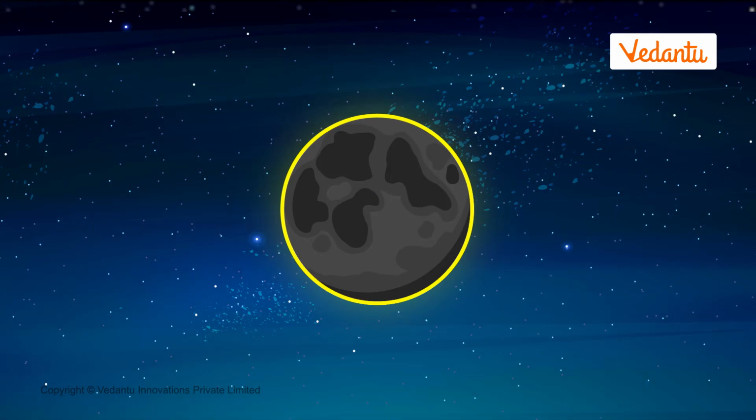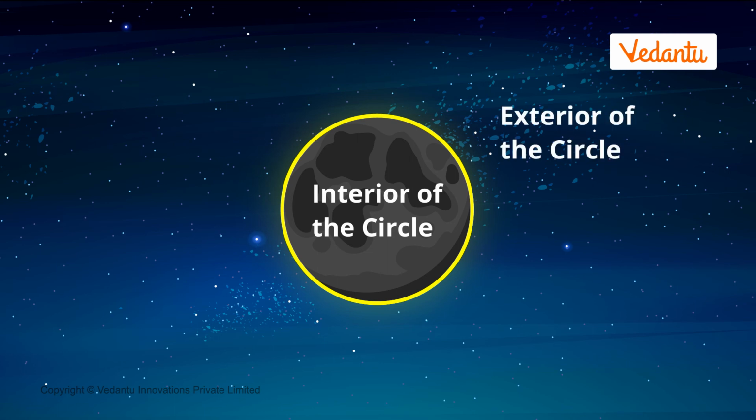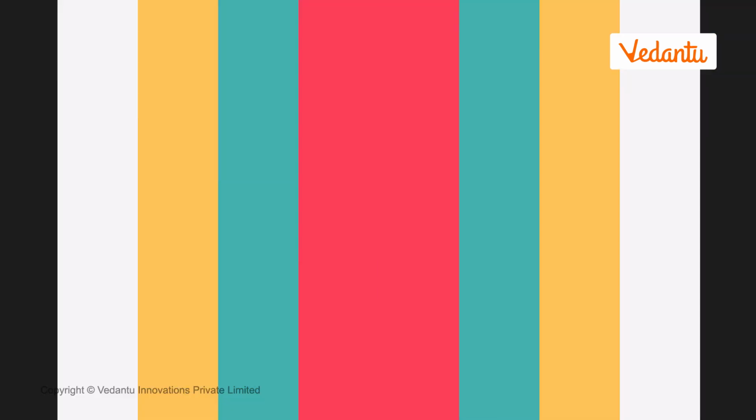Lastly, it leads to the new moon. The black part in the new moon, which is within its circumference, is the interior of the circle, and the part outside its circumference is the exterior of the circle.